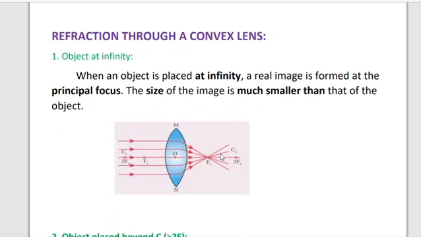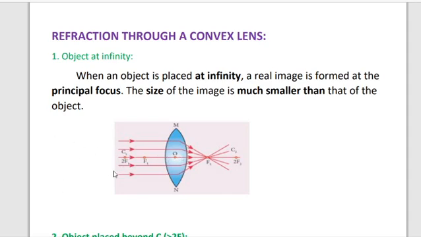Then next topic, refraction through a convex lens. There are 6 cases for the convex lens. First one, we place the object at infinity. So this is the optical center O. This is f1 focus, f2 the other focus, c1 and c2 the centers of curvature. We always place the object on the left side of the optical center.